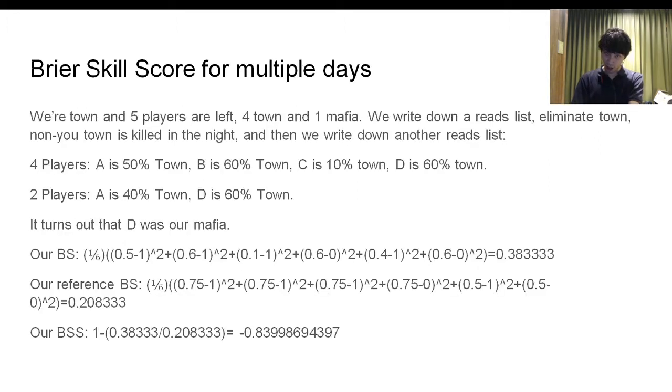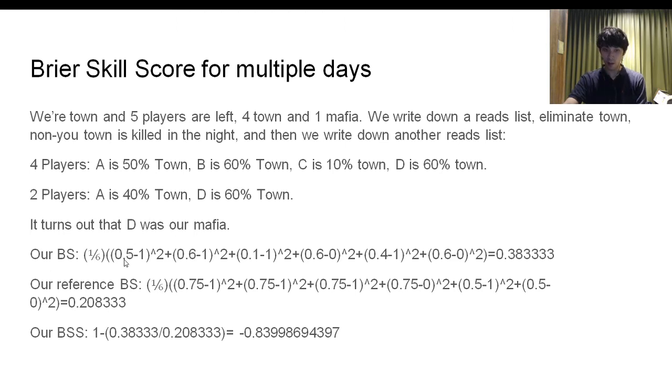Here's our last, more complicated example, which is a Brier skill score for multiple days. For simplicity, we'll look at lower numbers. There are 5 players left, 4 town and 1 mafia. We have a reads list. We eliminate town. Someone that's not you, that's town, is killed in the night, and you're in 3-player lylo. And you submit another reads list. The reads lists are over here, and we'll assume D is our mafia.